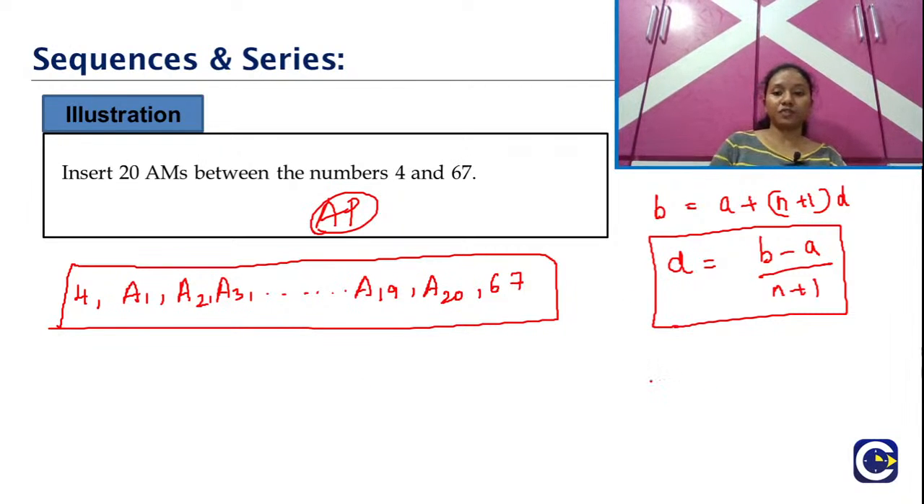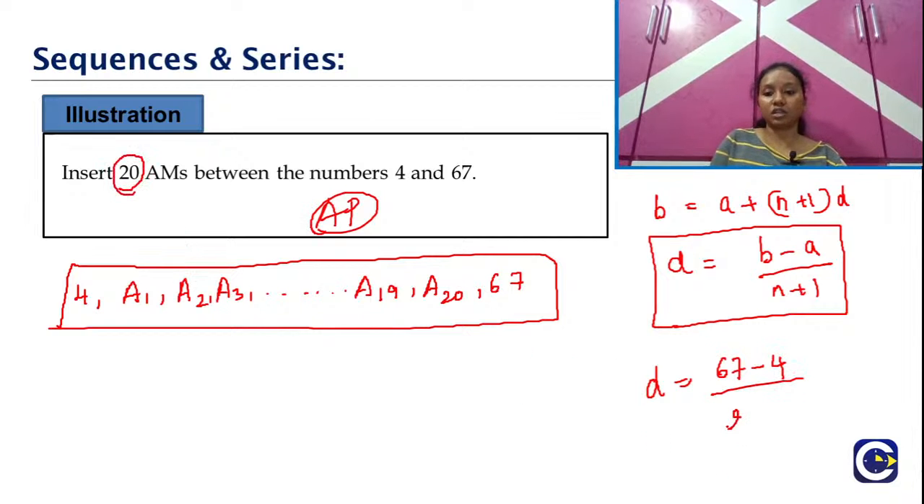Here the common difference will be equal to (b minus a) by (n plus 1). What is the b value? That is 67. So 67 minus a, which is 4, and here we have to insert 20, so it will be 20 plus 1. So 67 minus 4 will be 63 by 21. This will get cancelled 3 times. That means the value of the common difference here will be equal to 3.